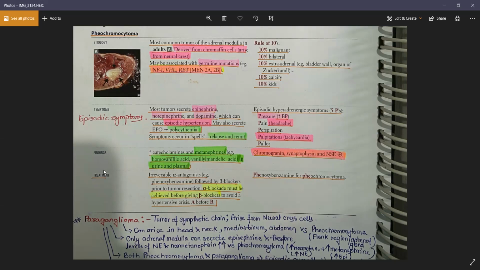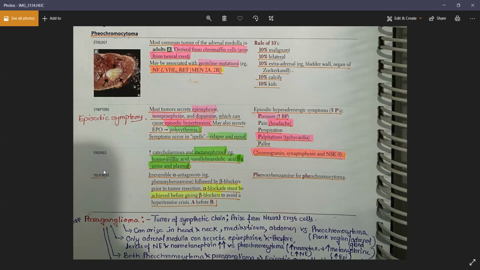What is the treatment? We have discussed that already. You need to give the patient alpha blockers first before giving beta blockers. So first give the alpha blockers, then give the beta blockers, and then operate on the tumor. But why do you need to give the patient alpha and beta blockers while doing the surgery?